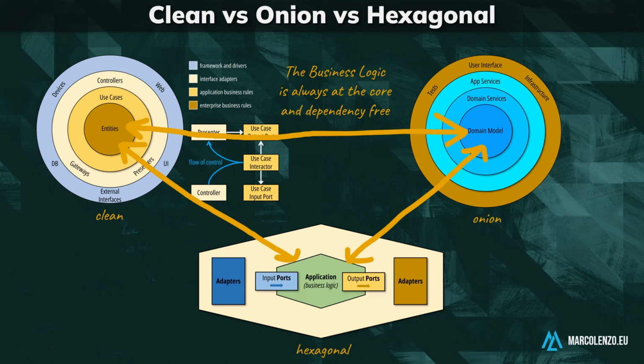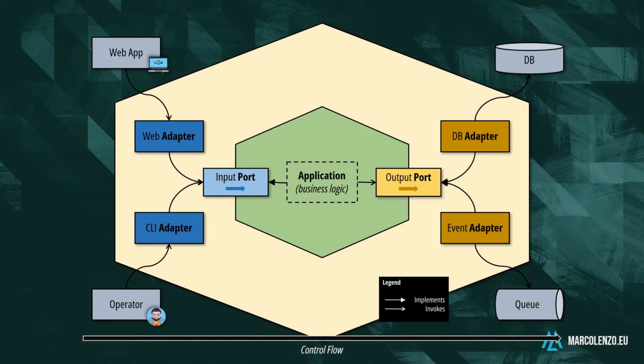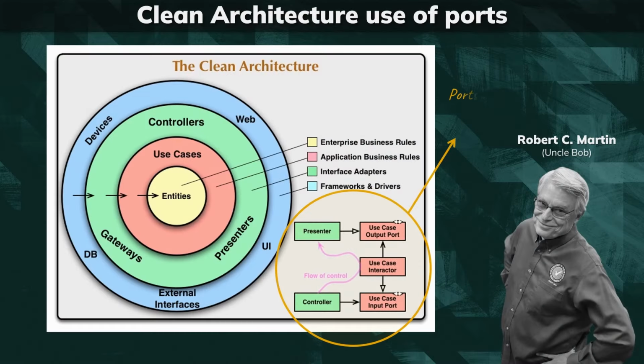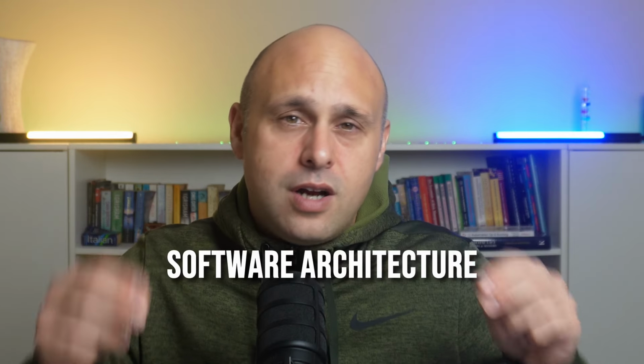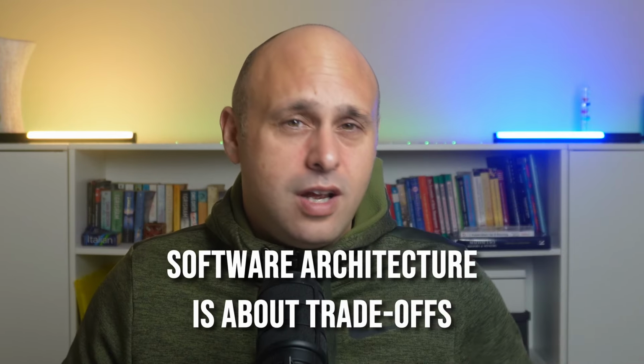The main difference is that the onion and clean architectures suggest names for the layers of the application, while the hexagonal does not. On the other hand, the hexagonal offers a practical approach to isolate layers from each other. And in fact, Uncle Bob uses it in the clean architecture to show how to decouple the application's business logic from controllers and presenters. That said, software architecture is about trade-offs.